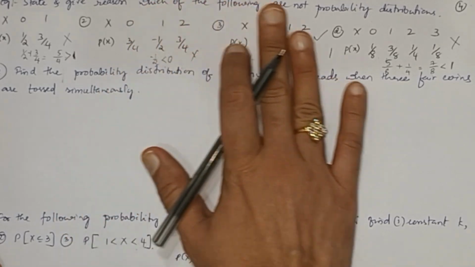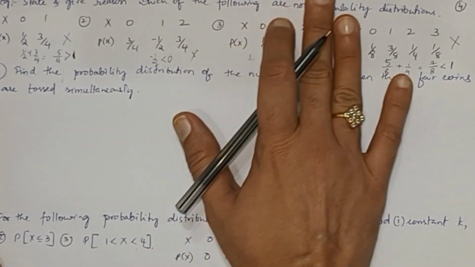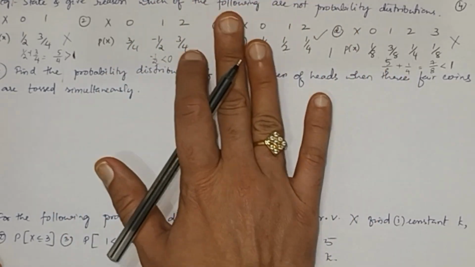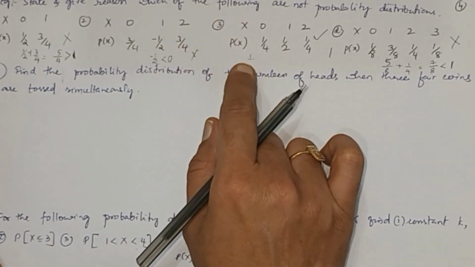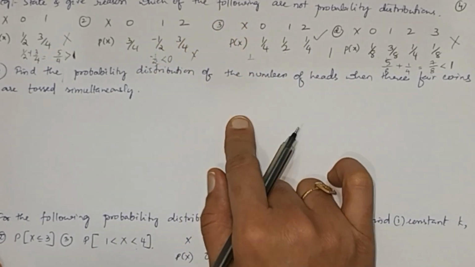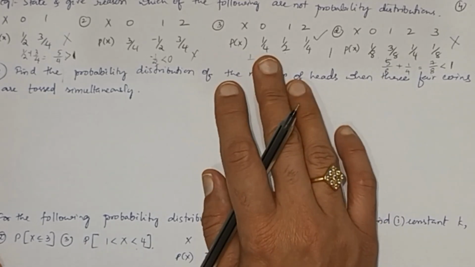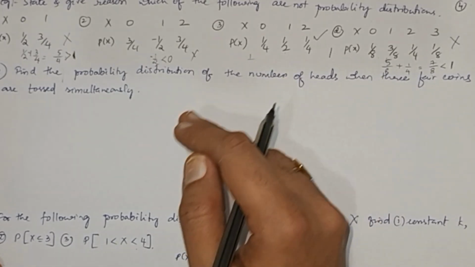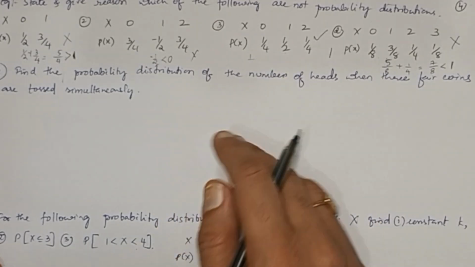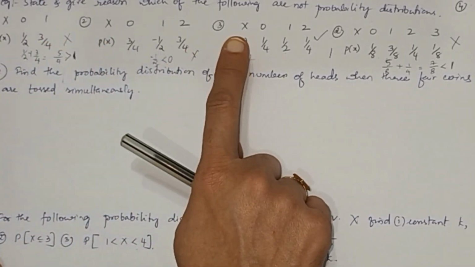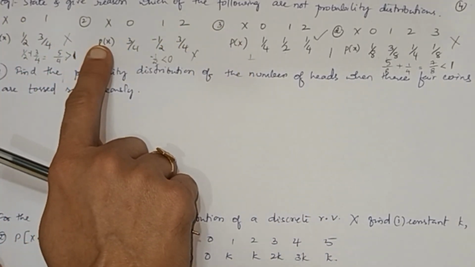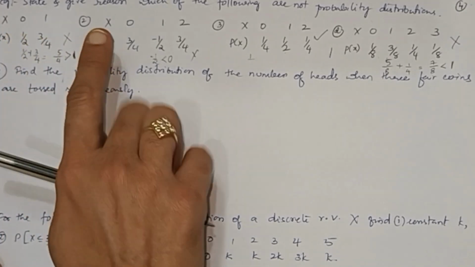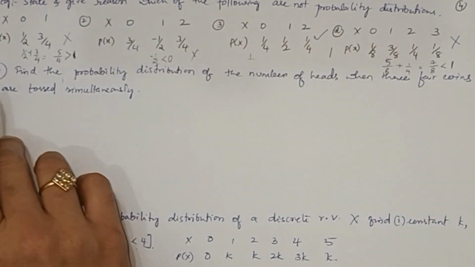So now instead of writing the outcomes of a random experiment, we are assigning a number to each outcome. They will define how x should be. Based on that, you have to get the value of the random variable. Once you get the random variable, the probability distribution should satisfy the condition: each probability value should be greater than or equal to 0 and the sum of all probabilities must be equal to 1.